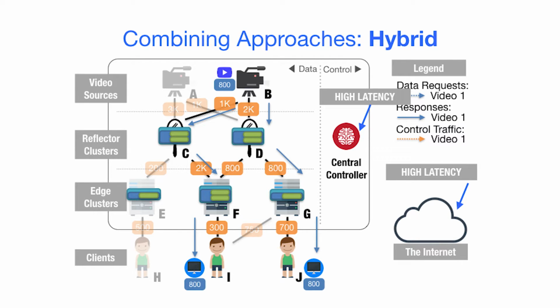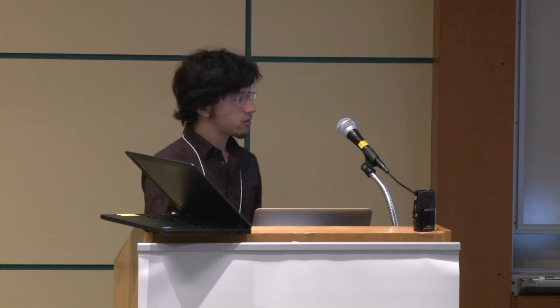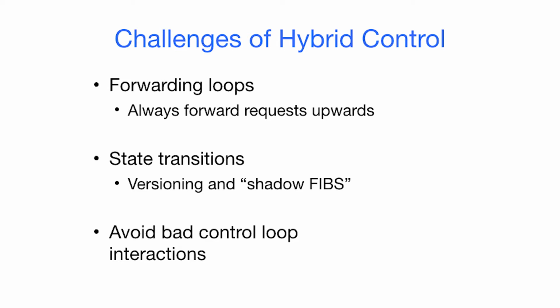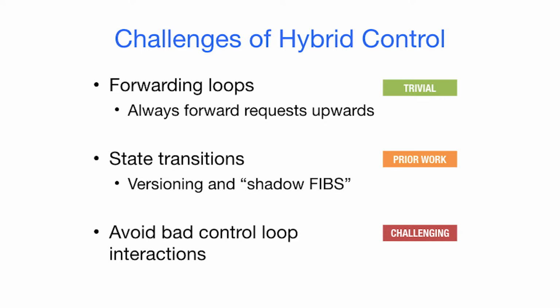OK, so this kind of approach is not without its own challenges. Of course, a worry would be things like forwarding loops. But in our scenario, this is pretty simple because we're always forwarding requests upwards in our graph, so that's trivial. State transitions, as we saw in 2 talks today, are pretty hard to do. But you can do things like versioning, where you just tag older configurations and forward on them. So you can rely on prior work for that. But the one that's actually the most interesting here is avoiding bad control loop interactions between the centralized control loop and the distributed loop, which is challenging in its own right.